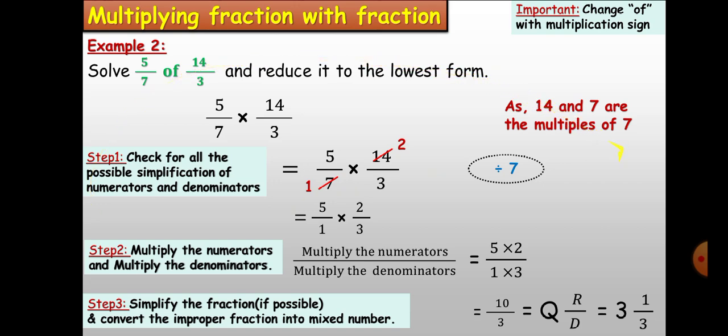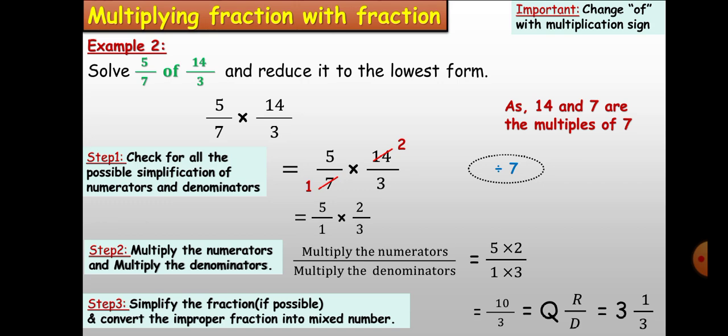Now you have to multiply a fraction with a fraction. How can we multiply a fraction with a fraction? Solve 5 over 7 of 14 over 3 in its lowest form. Whenever we have an "of" sign, we change it into a multiplication sign. So "of" changes to multiplication first of all. Then you have to check for simplification of numerators and denominators. Like 5 over 7 multiplied by 14 over 3. Here I see 7 and 14 are both divisible by 7. So that gives me 5 over 1 multiplied by 2 over 3. Now no more simplification. You multiply the numerator with the numerator, denominator with the denominator: 5 multiplied by 2 over 1 multiplied by 3, I get 10 over 3.